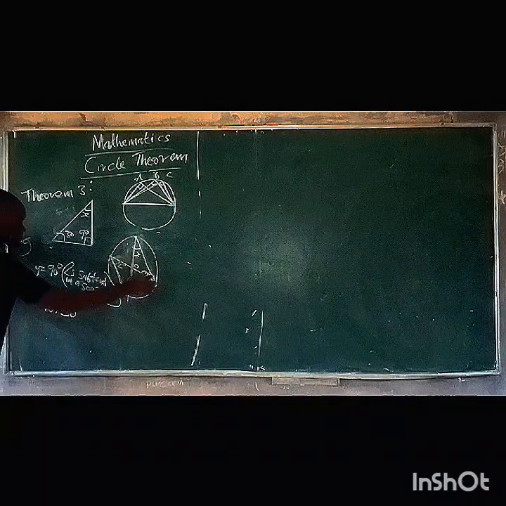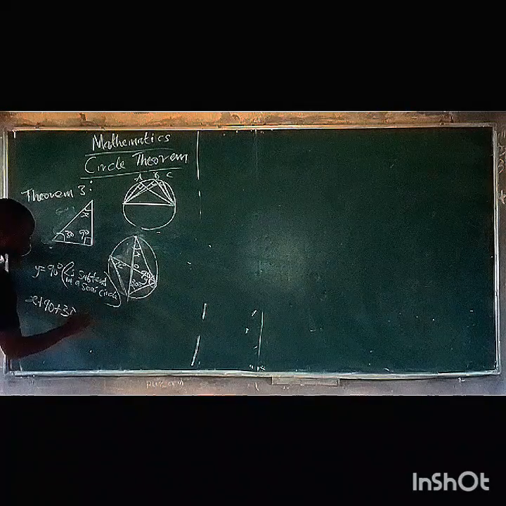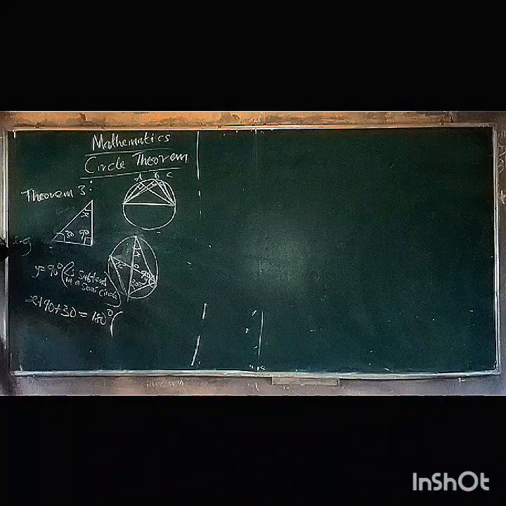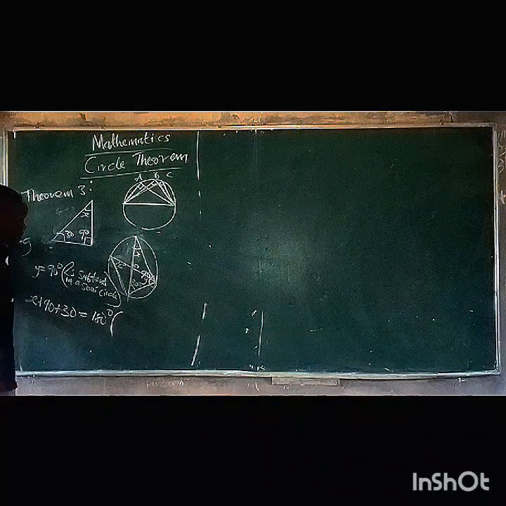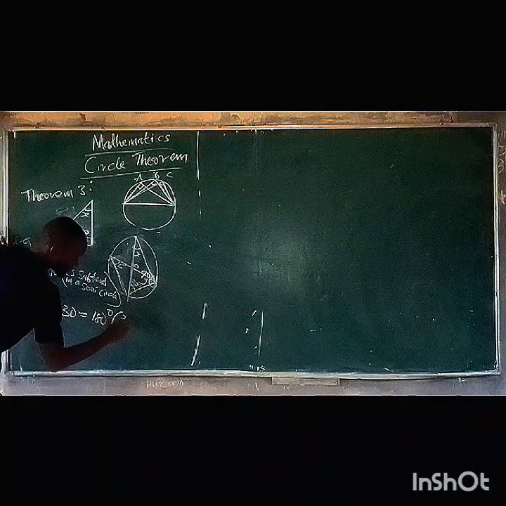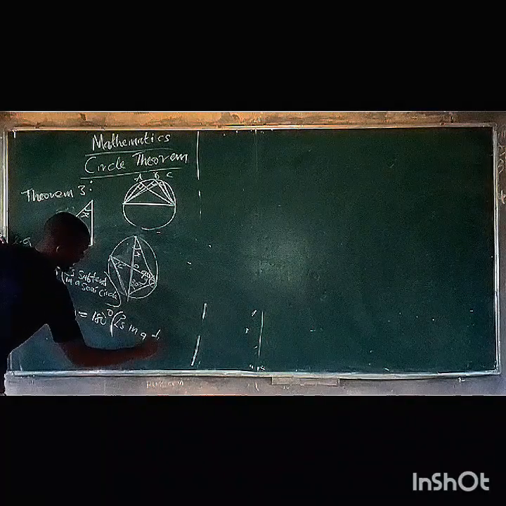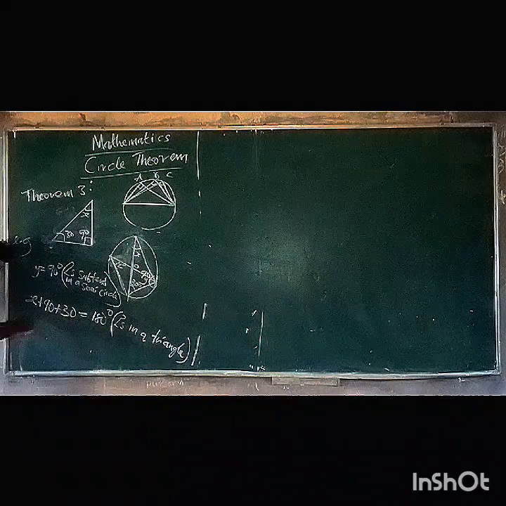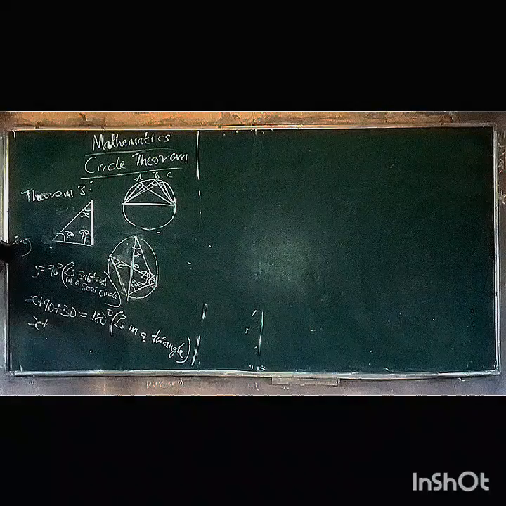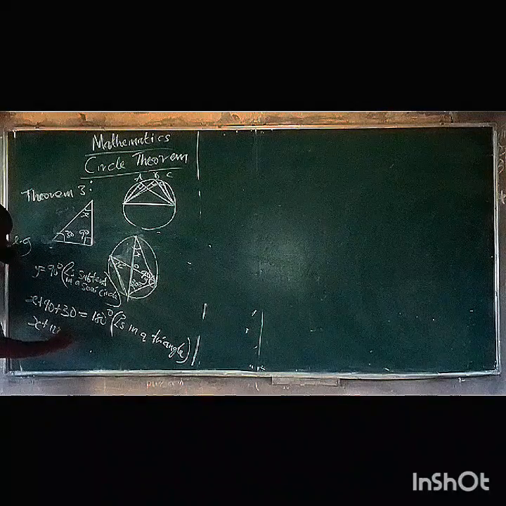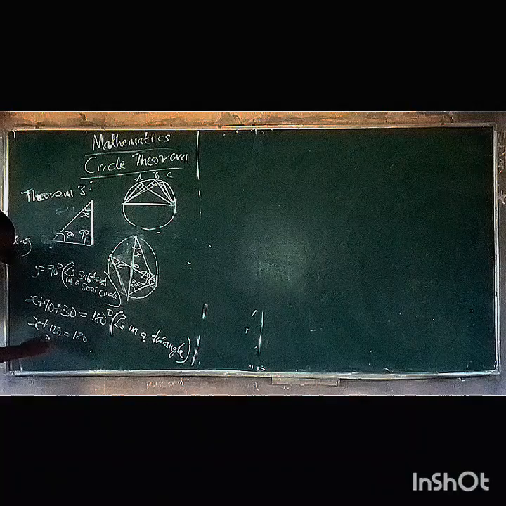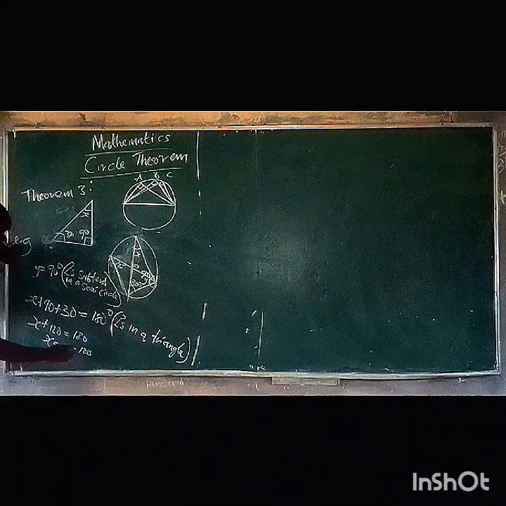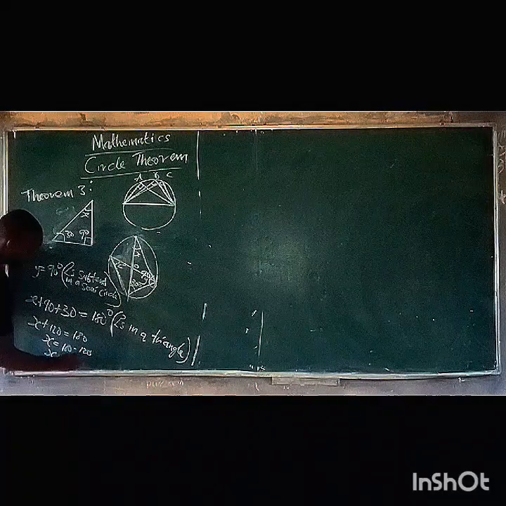That means all the angles here added together are going to give me 180 degrees. You will tell them the angles in a triangle are equal to 180 degrees, so that you can know what we are doing. Then in solving, x plus 90 plus 30, which is 120, is equal to 180. Now what's the value of x? x is equal to 180 minus 120, which is 60 degrees.